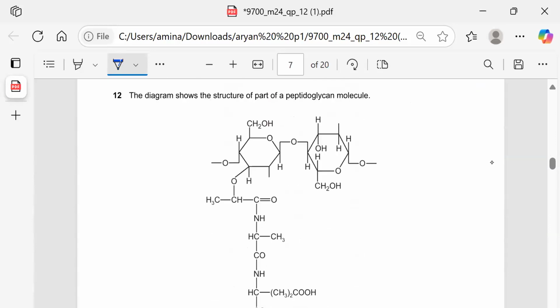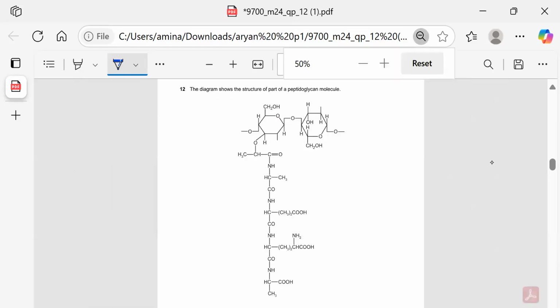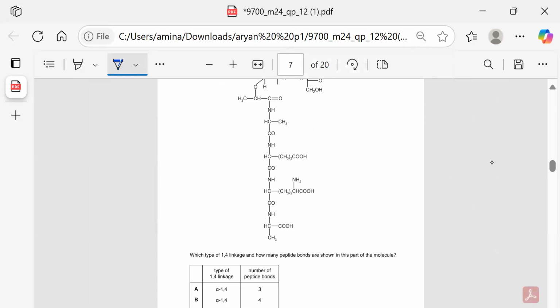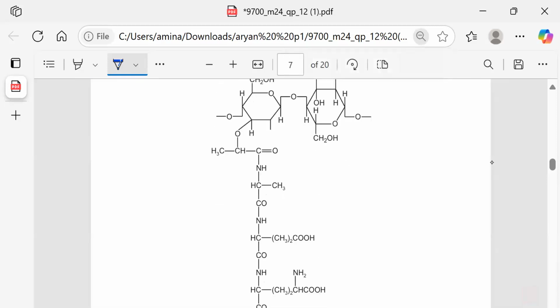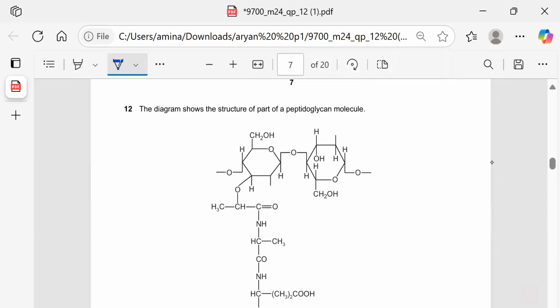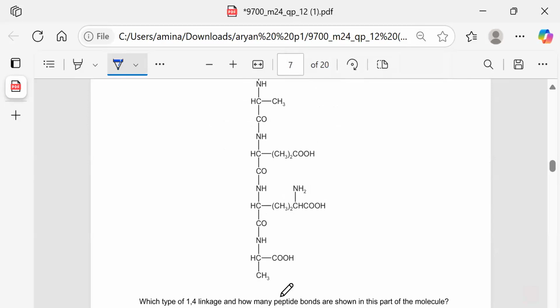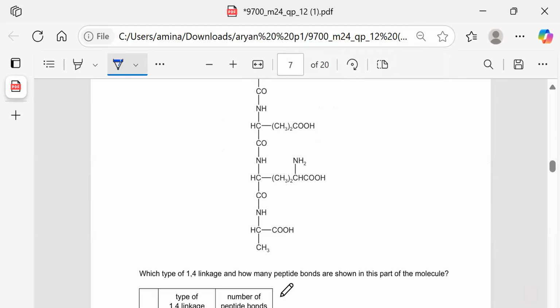The next question they're asking you is question number 12. Little tricky, but a very easy question, okay? If you understand the structure, it becomes very easy for you. So the question they're asking you is, the diagram shows the structure of part of the peptidoglycan molecule. So I can see sugar and I can see an amino acid chain, a polypeptide chain. What they're asking you is which type of 1,4 linkage, and how many peptide bonds are present.